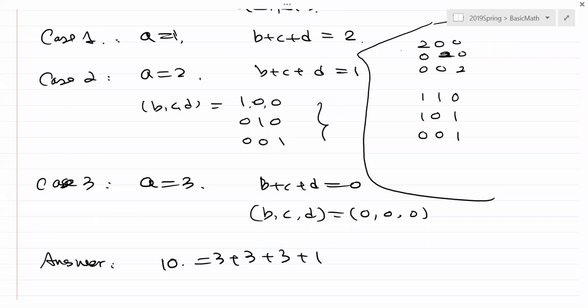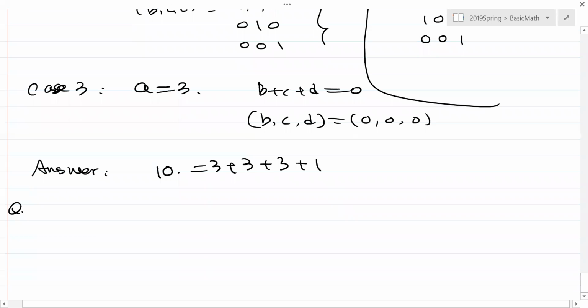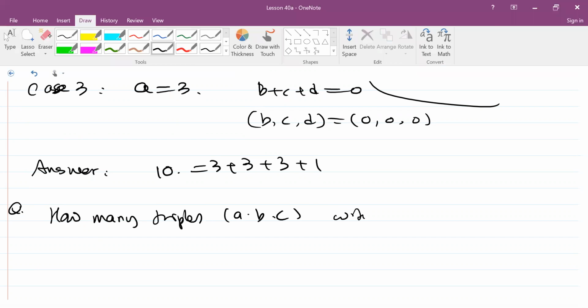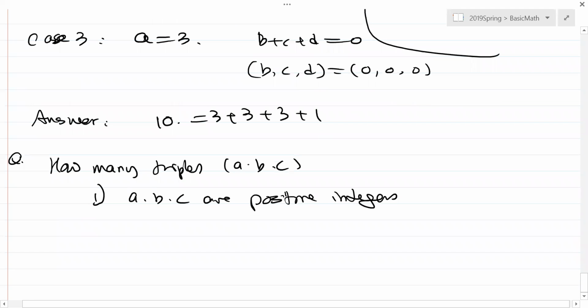All right, so that's it. You know, you can do similar problems. The similar question you can try at home is how many triples A, B, C are there, where A, B, C are positive integers, okay? The first condition is A, B, C are positive integers, okay? The second condition is A plus B plus C is gonna be 10, okay? How about this? Okay, if you have time, work on this problem when you get home. So the class is over. Okay.